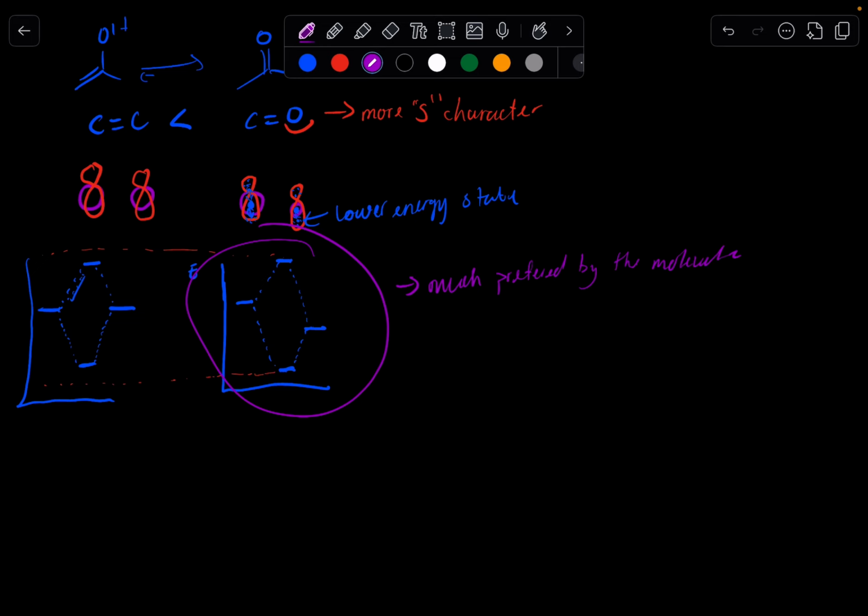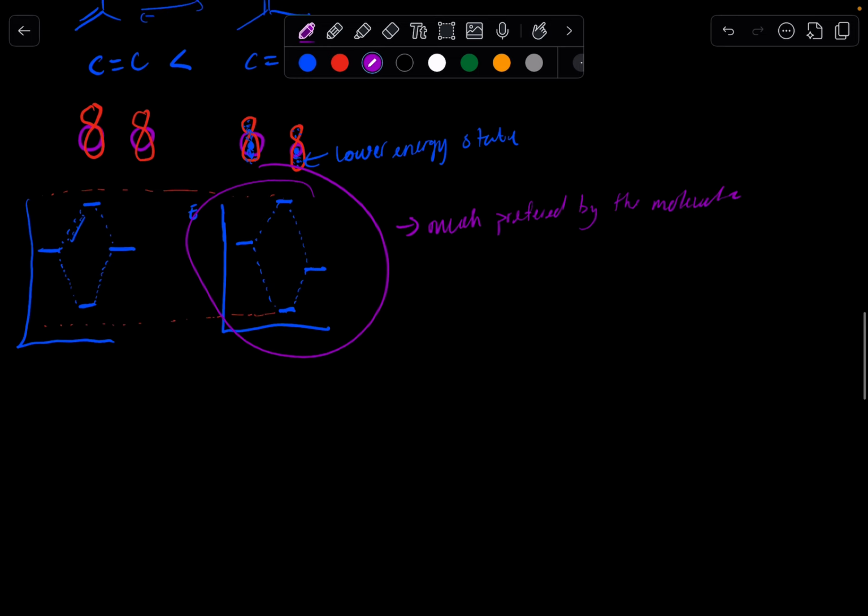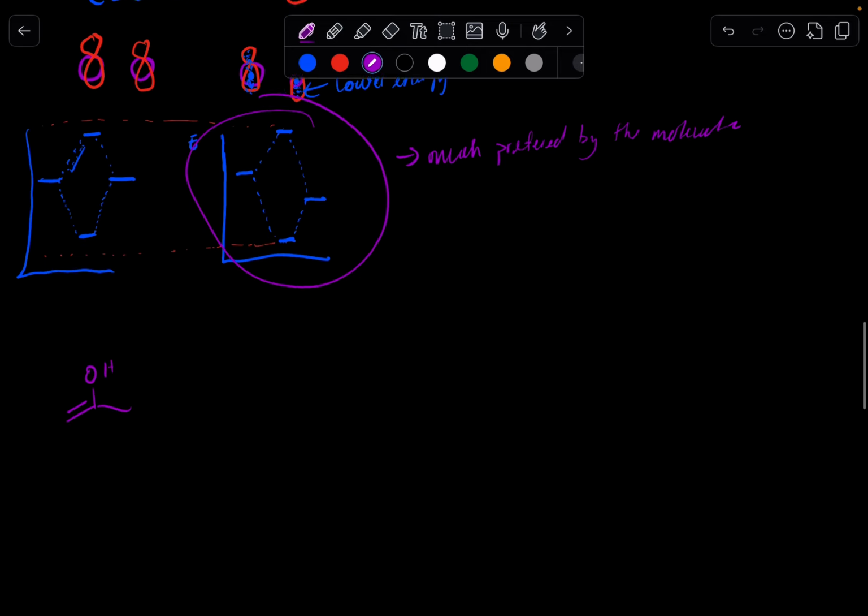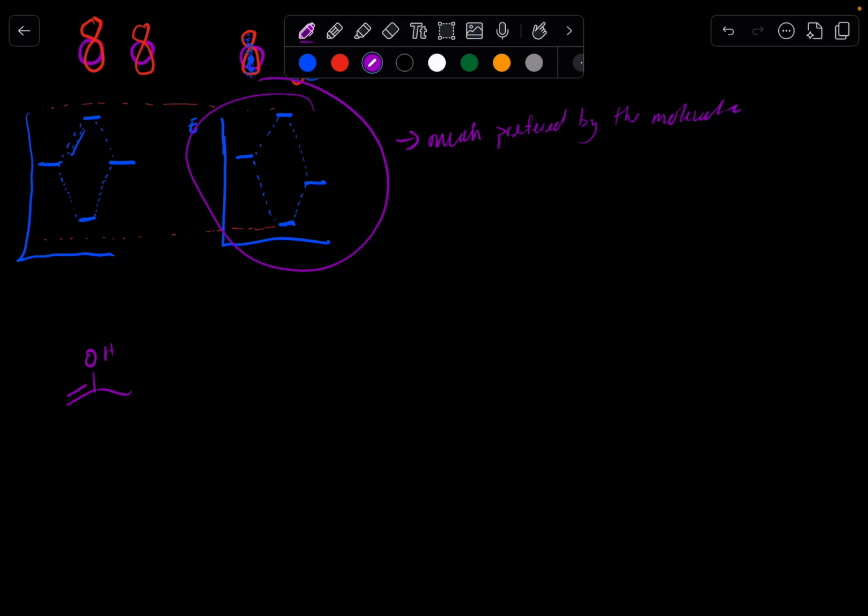Now let's look at how this happens in solution. If you have an enol in presence of an acidic catalyst like hydronium, I would use, this hydrogen is going to be deprotonated. Of course, any of these hydrogens are of equal chances of being deprotonated.